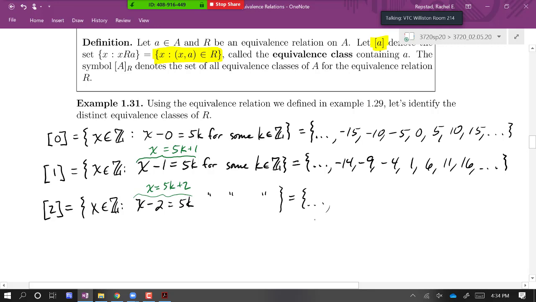What's included here? 2 will be an element, so I'm going to write that up here. Then negative 13, negative 8, negative 3. And then on the other side, we get 7, 12, 17.